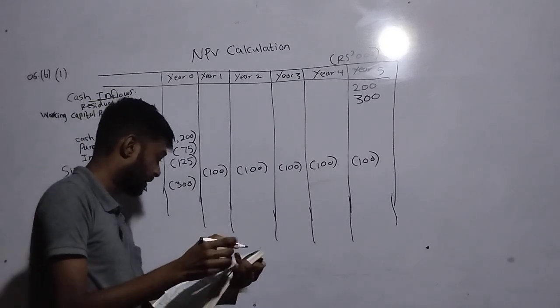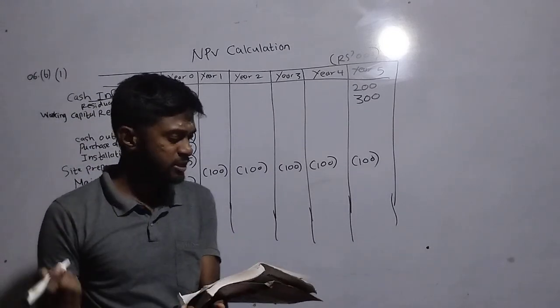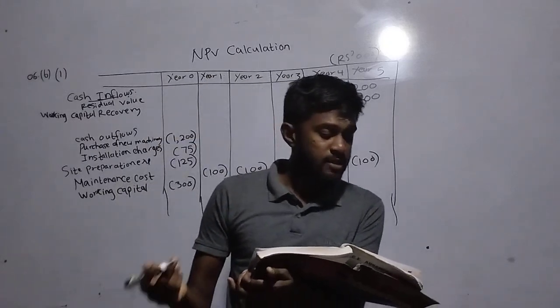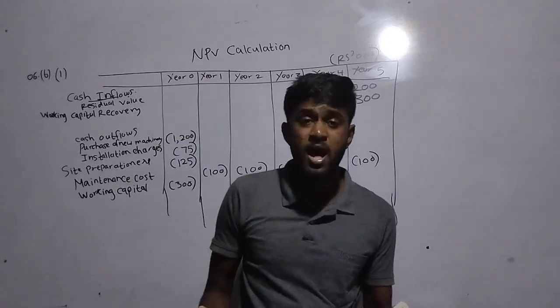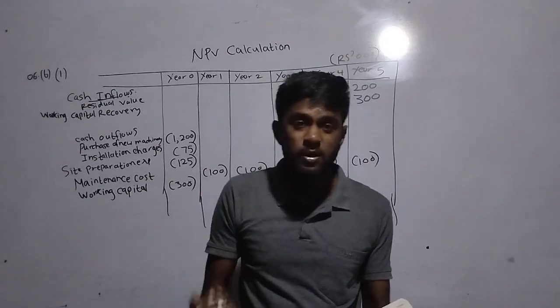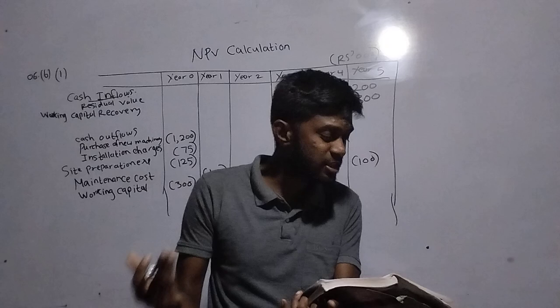Now what are they saying? The additional information is that the expected annual savings in operating cost due to the new machine is 500. Because you have purchased a new machine, its efficiency is high compared to the old machine. So there is a cost saving.